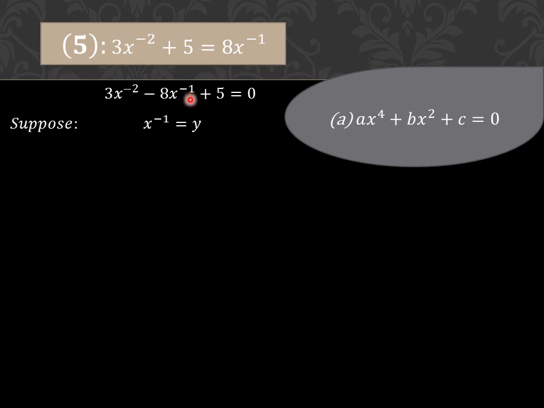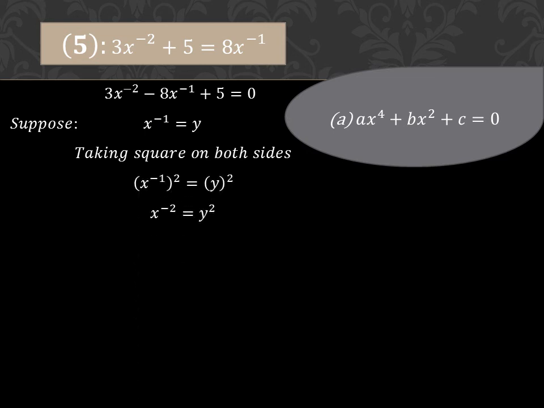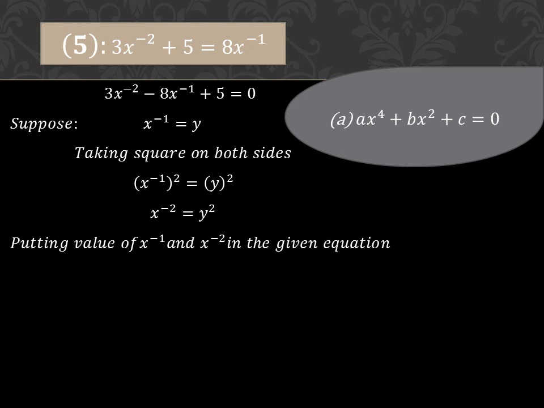As you know, obviously 1 is the smaller digit and 2 is the greater digit. Ignoring the negative sign, we will say 1 is the smaller digit, so taking x power minus 1 equals to y. Now taking square on both sides, after taking square, we will get x power minus 2, which is equal to y square. Now we will replace x power minus 1 and x power minus 2 with y and y square.